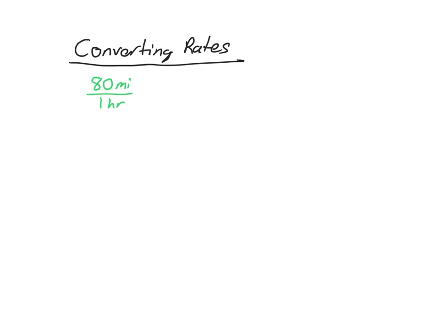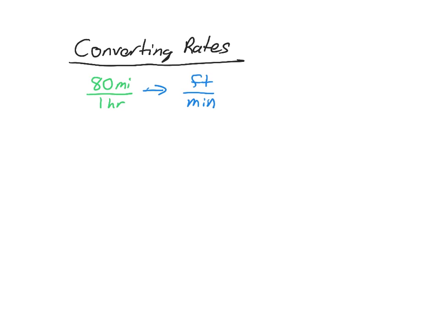Now we're going to talk about converting rates. So if I give you 80 miles per hour as our original rate, and a rate is simply a fraction that has 2 different units in it. So 80 miles per hour, 5 cookies per minute, all of those are rates. They have different units on the top and different units on the bottom. And so let's say we're working with 80 miles per hour and I want to convert that to feet per minute.